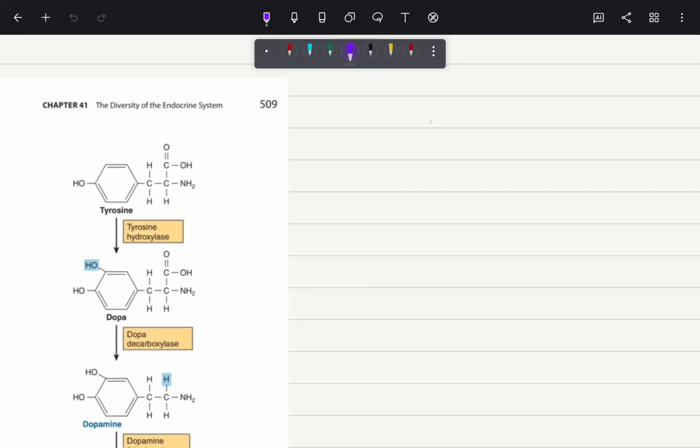So today we are going to talk about catecholamine synthesis, which is taken from your Harper's Biochemistry in chapter number 41, page number 509.